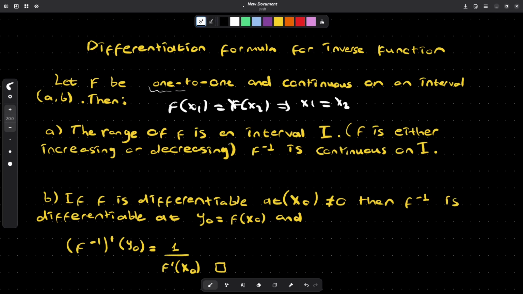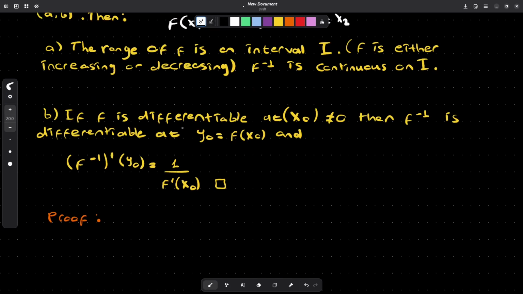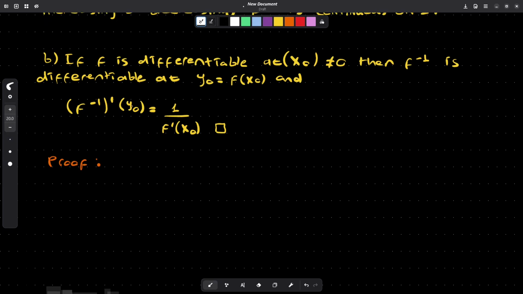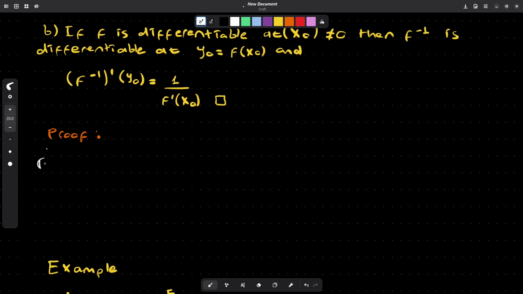The range of f is an interval I. f inverse is continuous on I. If f is differentiable at x0, and f'(x0) is not equal to 0, then f inverse is differentiable at y0, which is equal to f(x0), and the derivative of f inverse at y0 is equal to 1 over f'(x0). It is a really helpful theorem. Of course, we have a couple of methods to differentiate inverse functions, but this is also really solid. Let's try to prove the theorem first.